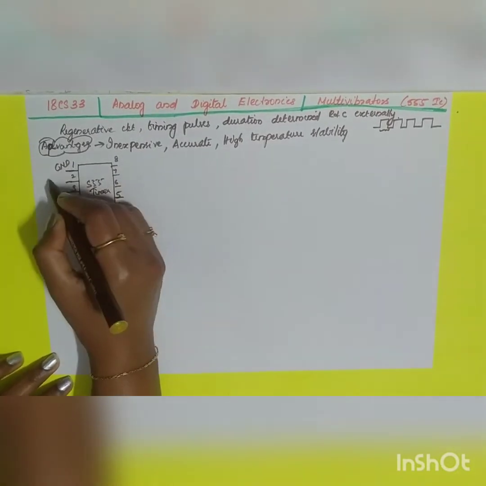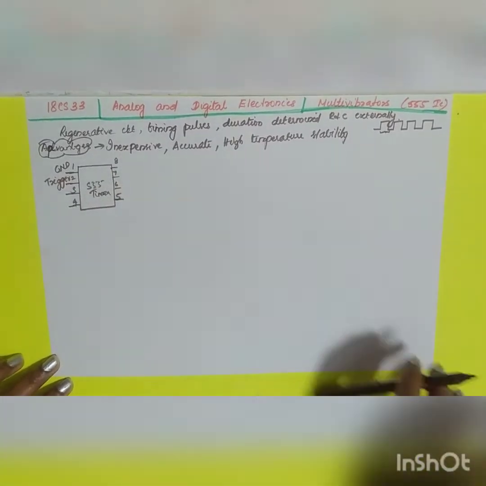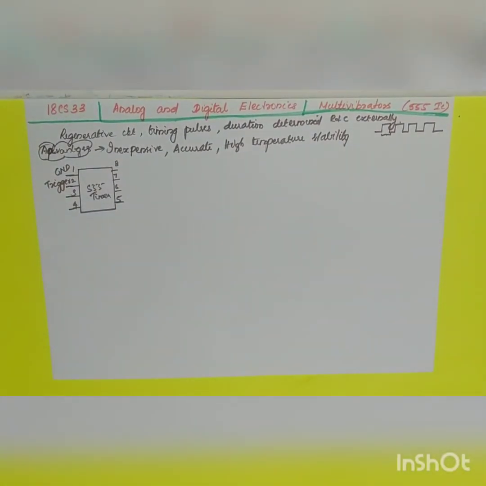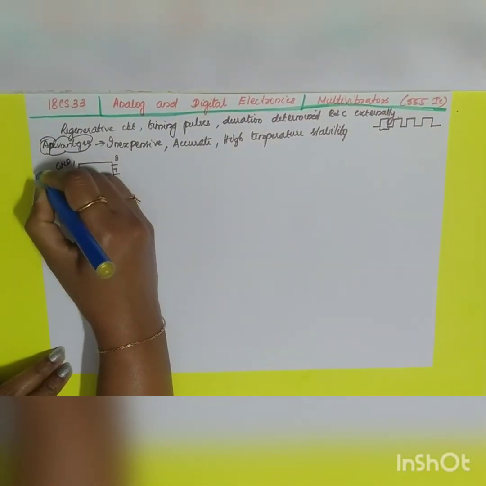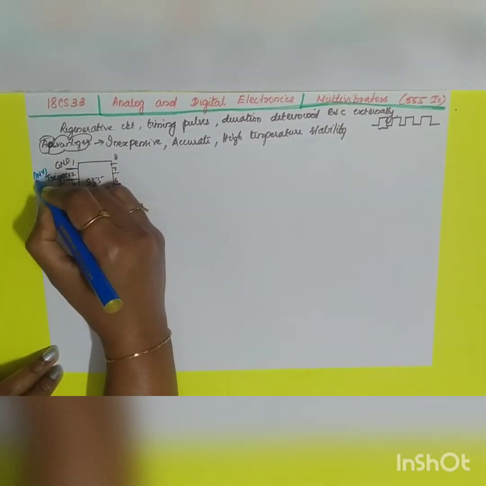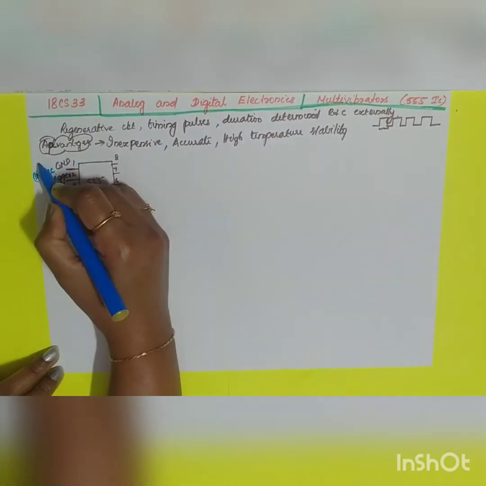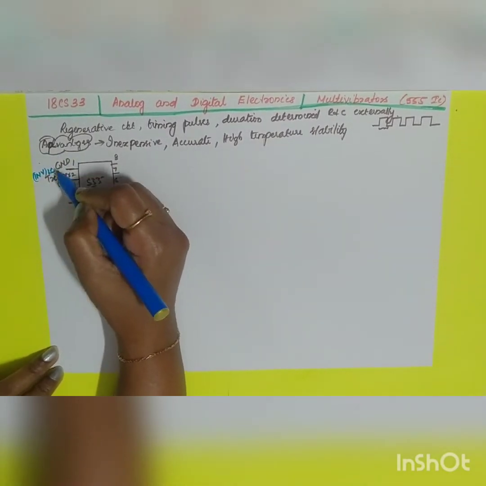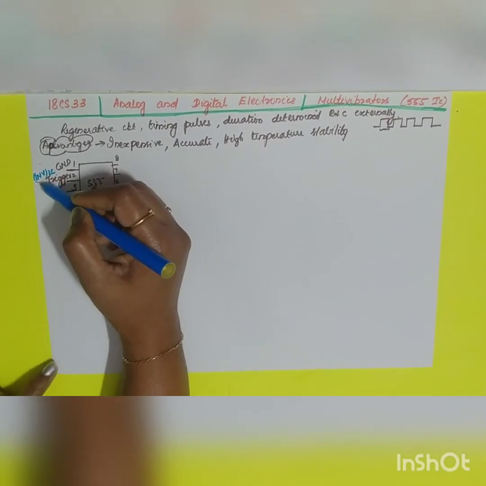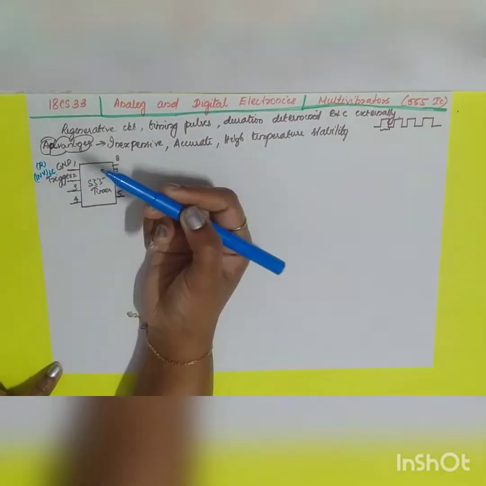The second one will be your trigger. It is called trigger. This trigger will be connected to the inverting terminal. Inverting means your minus terminal, the inverting terminal of your lower comparator. And this has a specific function: it will be connected to the inverting pin of your lower comparator, which resets the flip flop.